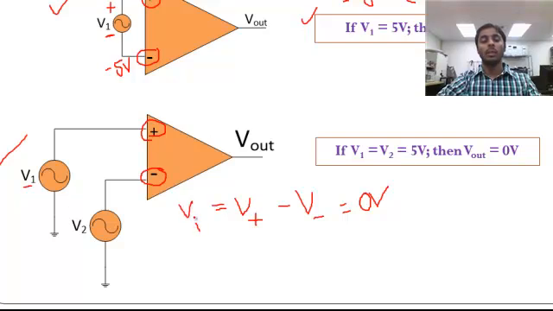So no matter what the gain of this amplifier is, the output will always be 0 volts because the input differential is 0. Whatever gain we consider, it doesn't matter. If the op-amp has a gain of 1, 0 times 1 is 0. If the op-amp has a gain of 2, 0 times 2 is 0. So no matter what, the output will be 0 in this particular configuration.